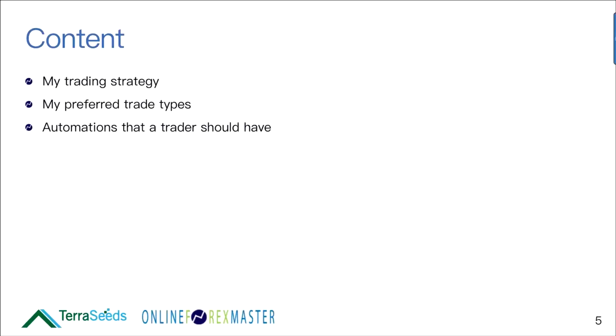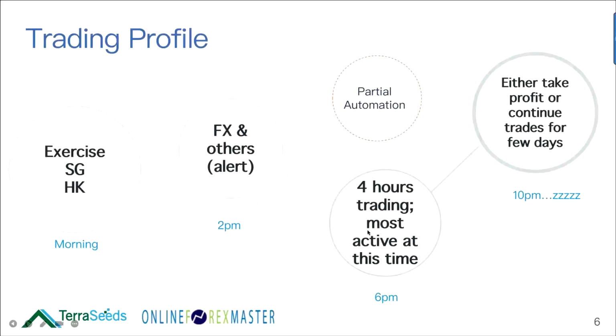So I just want to share with you the trading types. Also, if you are going to develop your own automations, then what type of automations I think a trader should have. These are my preferences. In terms of trading profile, I'd also like to share what kind of trading profile I am, so that whatever is being discussed will be aligned.